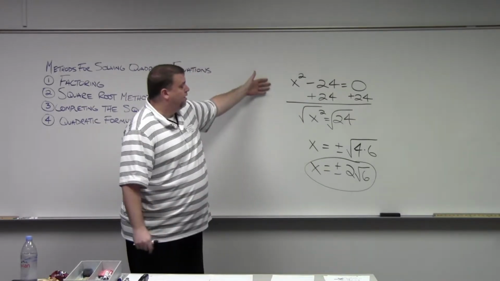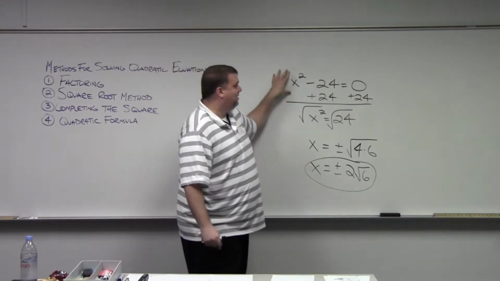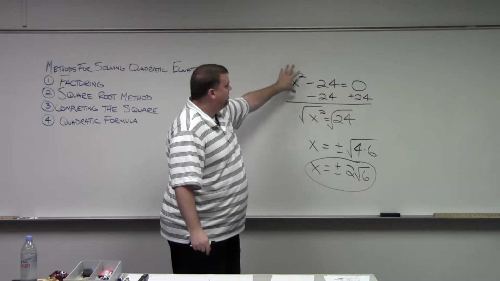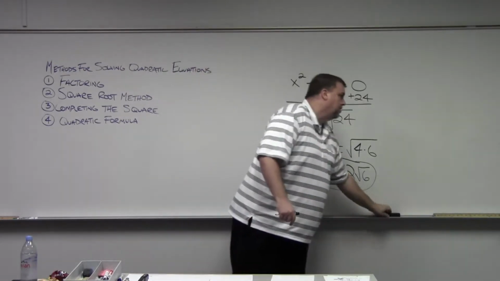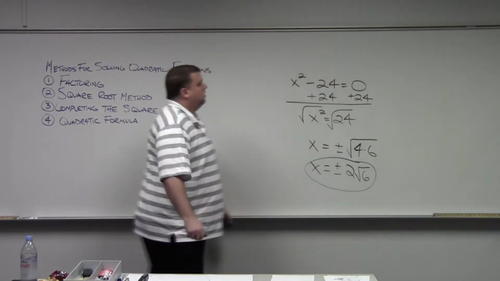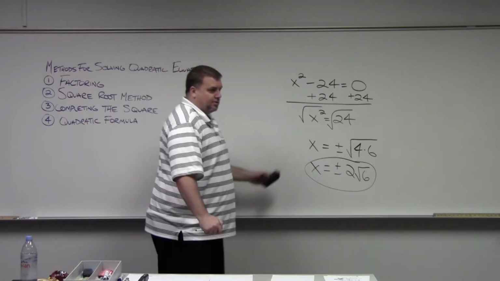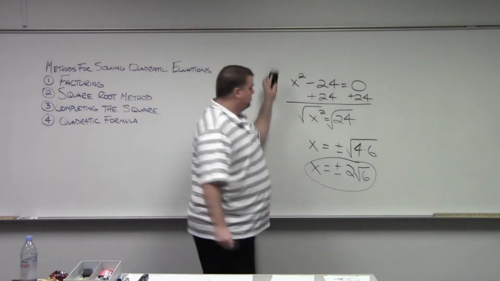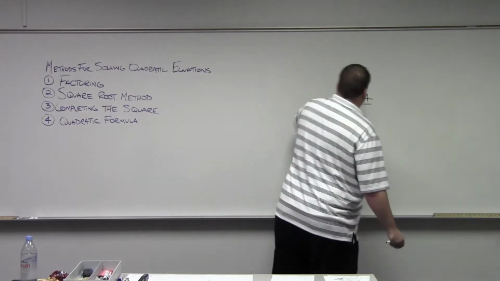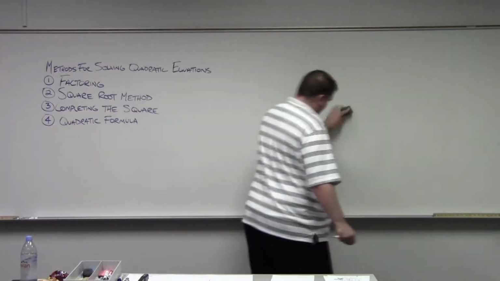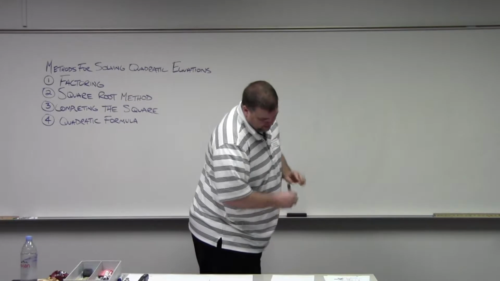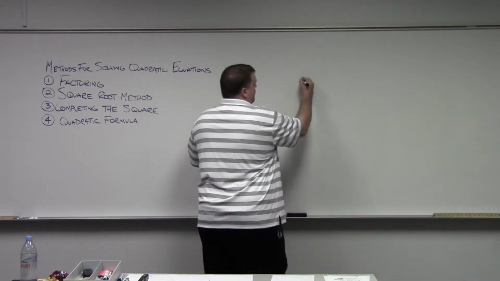So for the square root method, we have to isolate our squared term. And sometimes it's a bigger term that's squared. But as long as we get it isolated, we can use the square root method. Any questions on that one? The next one we have to solve by completing the square.